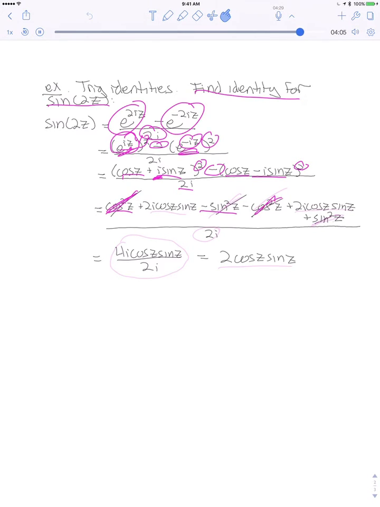These cosines cancel out. These sine squareds cancel out, and we get 2i cos z sine z here, plus 2i cos z sine z here, all over 2i. That's 4i cos z sine z over 2i, or 2 cos z sine z. Easy way of deriving lots of trig identities.